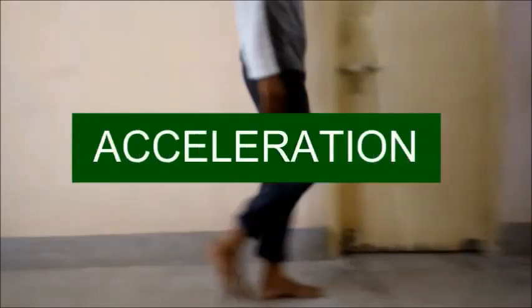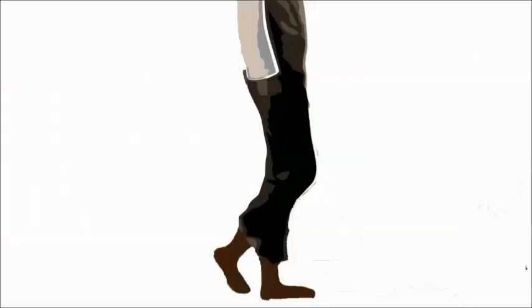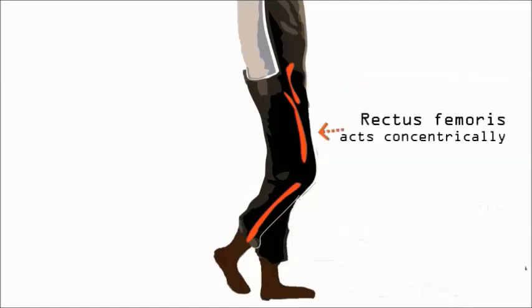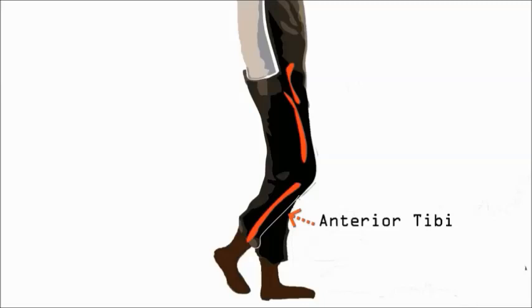Acceleration. This phase is a continuation of toe off when leg just leaves the ground. After leaving the ground, the muscles act to gather the momentum to propel the leg forward. It is like iliopsoas acts concentrically to flex hip. Rectus femoris acts concentrically to extend the knee. Anterior tibialis acts concentrically to permit forefoot to clear the ground.